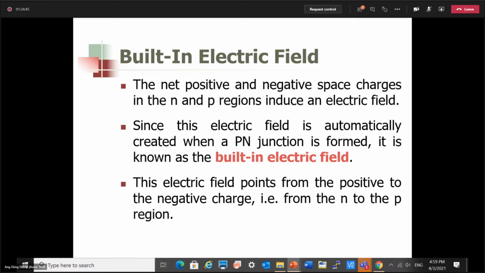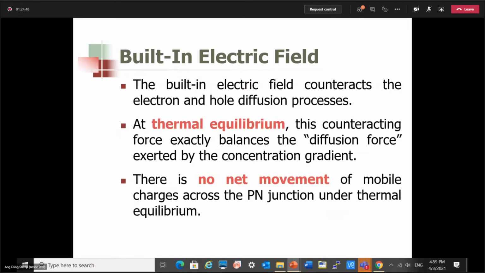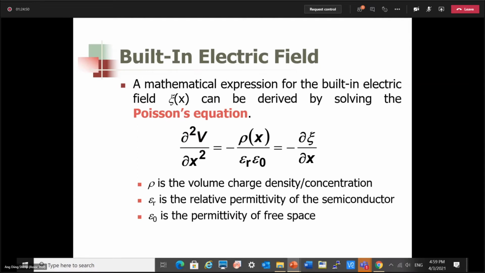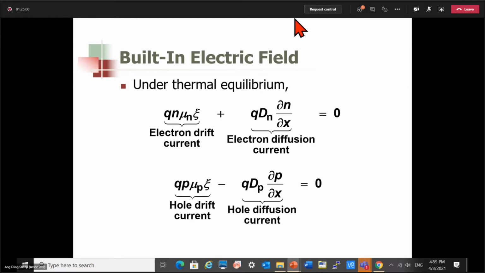So now what I'm going to do next is to show you how to get a mathematical expression that will quantify the built-in electric field across the PN junction. Now, as I've said earlier, theoretically, it can be done using these two equations. But the difficulty here is that we do not know a precise mathematical form for N, and therefore we cannot evaluate dN over dx. Likewise, for P, we do not know a precise mathematical form. We cannot evaluate dP over dx.